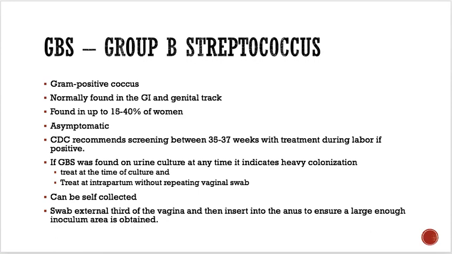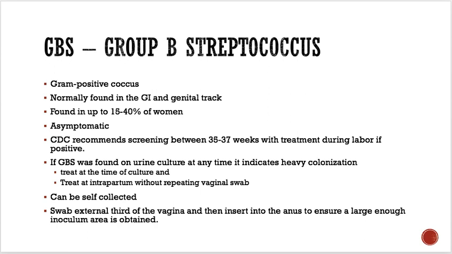But typically women are asymptomatic, so they don't know when they're colonized or not. And so they can go their whole lives and have, their body will colonize and then take care of it and colonize and take care of it and never know. So because of that, in my career, we've gone through several different protocols of when to culture, when to treat, when not to culture, when not to treat. So right now, the recommendation and protocol that we've landed on is to screen between 35 and 37 weeks, all women, and treat during labor if positive.